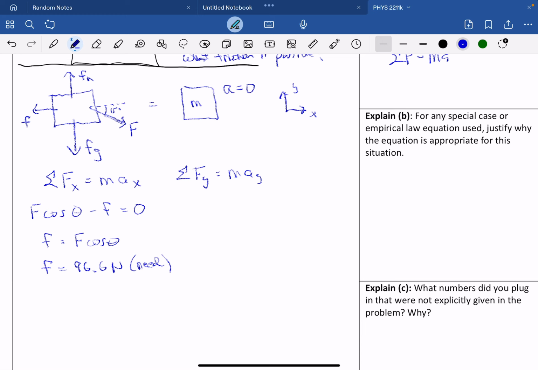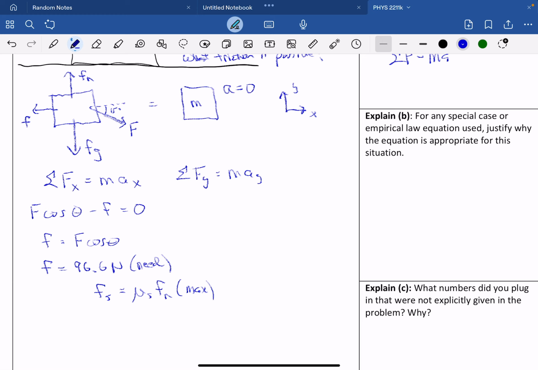So, how much friction do we have available? Well, the maximum static friction is equal to mu sub s times the normal force. That's the maximum possible static friction. If the maximum possible static friction is more than the needed static friction, then it's going to stay still. It's not going to slide. If the maximum possible static friction is less than the needed friction, then it will slide.